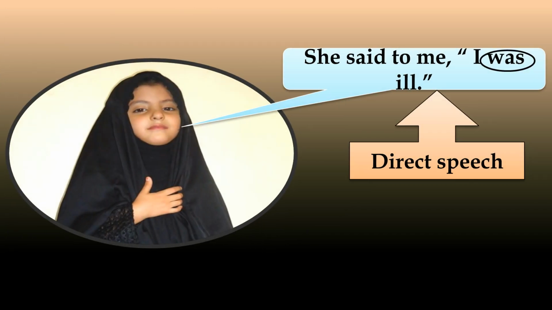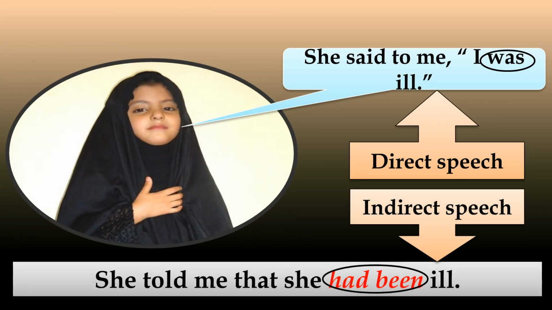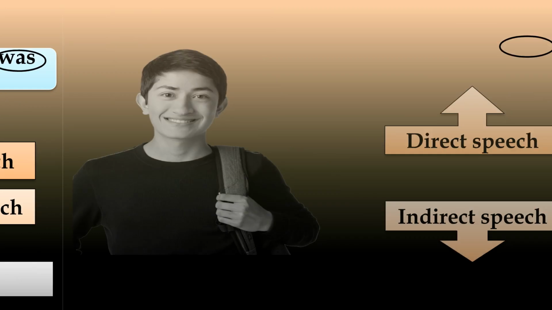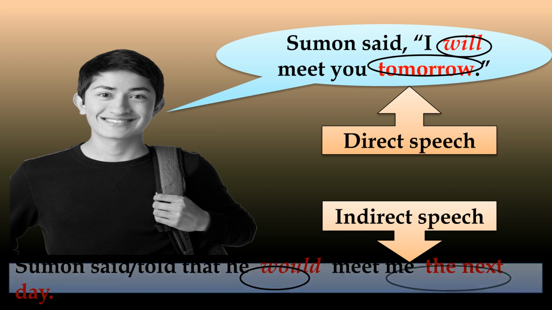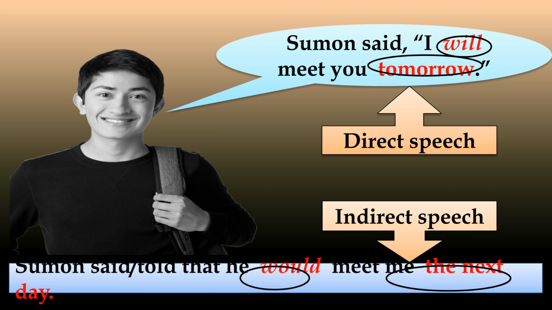She said to me, "I was ill." This is direct speech. In indirect speech, the simple past verb was changes to past perfect had been. She told me that she had been ill. Consider another example of changing verbs and adverbs. Suman said, "I will meet you tomorrow." The modal will becomes would, and the adverb tomorrow becomes the next day. Suman said that he would meet me the next day.